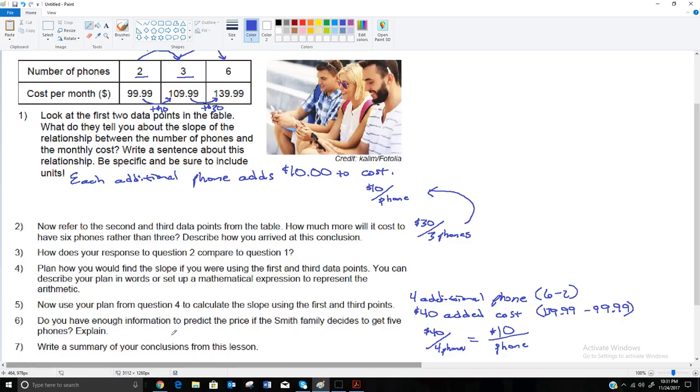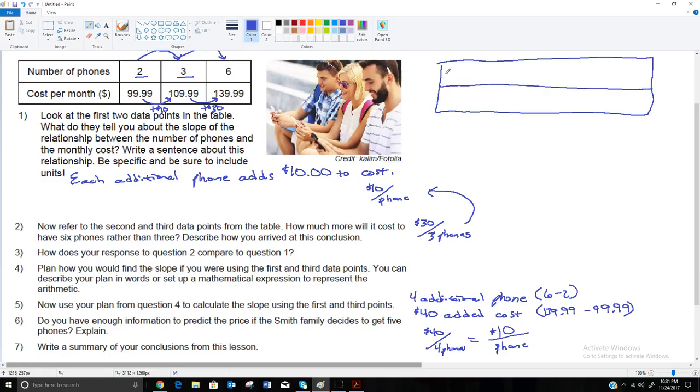So do we have enough information to predict the price if the Smith family decides to get 5 phones? Well, absolutely. If we know it's $10 a phone, in fact, let's just complete this table because this is something we're going to do in other lessons. So we might as well give it a shot here. So here's our number of phones.